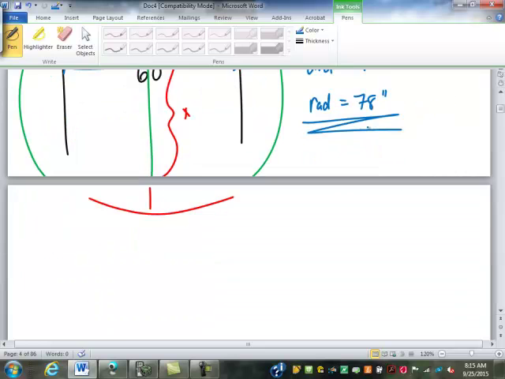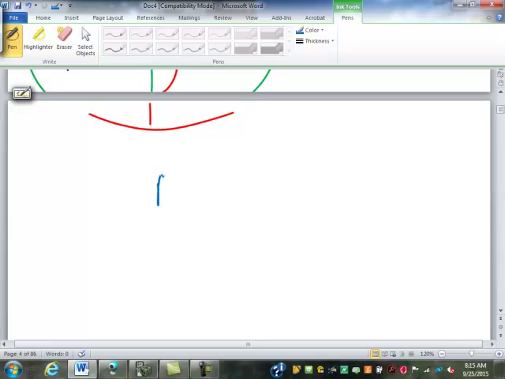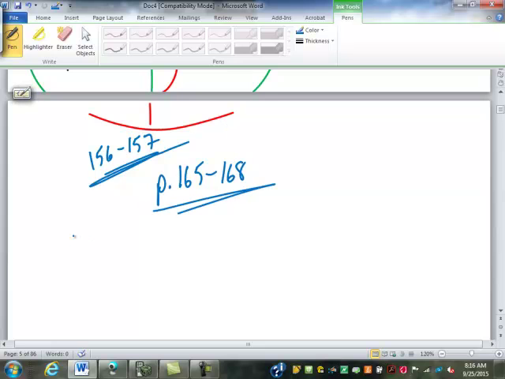Well, we've got 4 or 5 minutes left in our first hour here. I am going to give you a new packet. In this packet, it's actually the 165 through 168. Yesterday, it was the 156 through 157. I wrote it down wrong, but those were the pages yesterday. I still got to get you one of the packets from yesterday. So I'll hand out the new packet here.